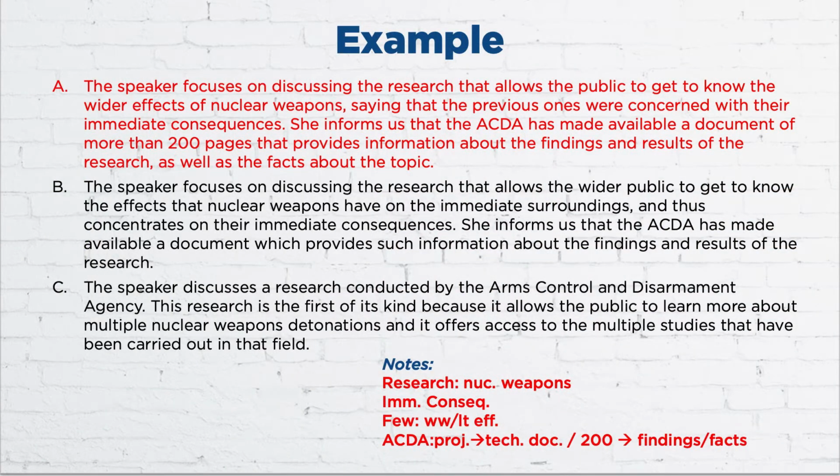Now let's look at why. Answer option A contains all of the main ideas, which is why it's the best summary. The speaker talked about research regarding the wider effects of nuclear weapons and mentioned that the previous ones were concerned with immediate consequences. She mentioned the ACDA's document of 200 pages that provides information about the findings and results of the research, as well as facts. Notice how most of our notes matched up with this answer option.